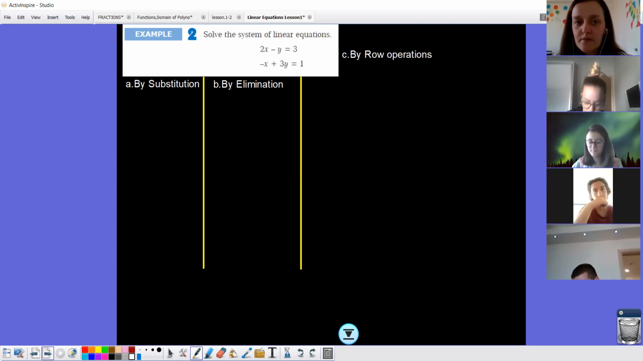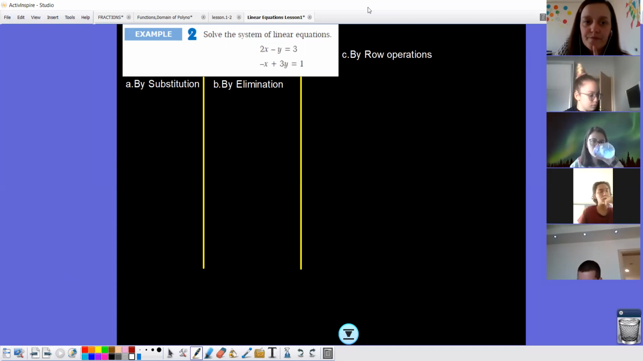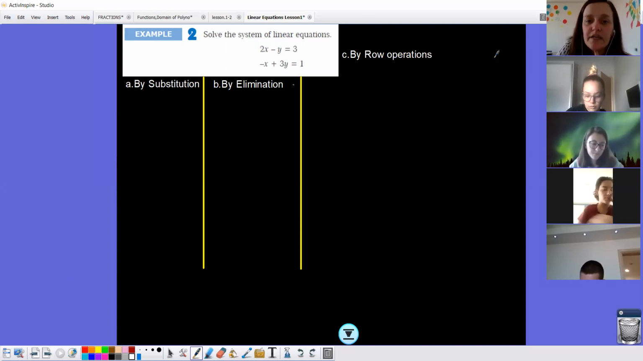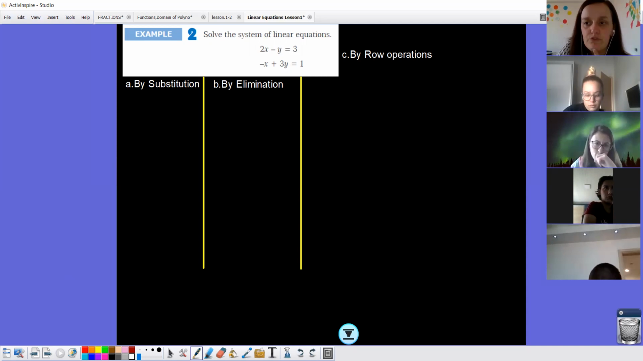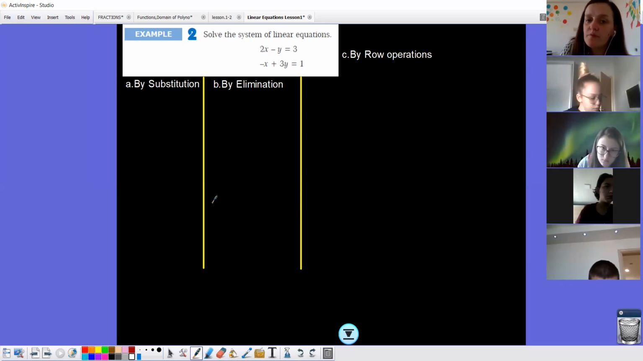Now, solve the system of linear equations by substitution, by elimination, by row operation. Now I'm giving you time to solve it by substitution and by elimination. It's your job. The other part I will show you, okay? Teacher, by elimination is the same that we solved, right? Yes, that is the elimination method that we solved. You are canceling one of the variables. Substitution, do you remember substitution?